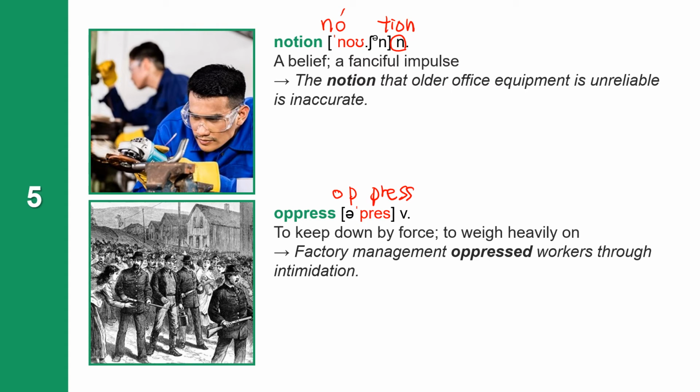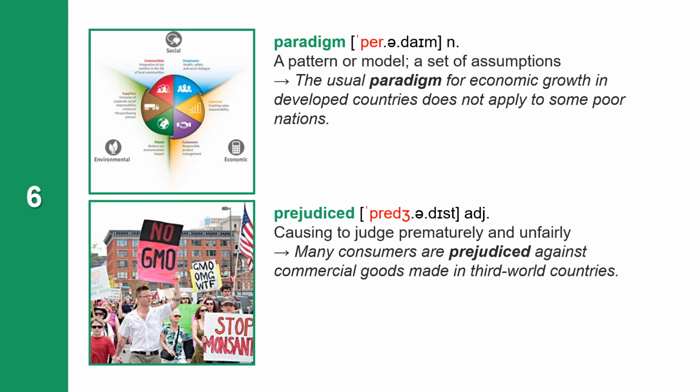Next one, oppress. Oppress has two syllables, O-P-P-R-E-S-S. And an accent on the second syllable, you can eliminate first P. Oppress. Oppress is a verb. It means to keep down by force, to weigh heavily on. Factory management oppressed workers through intimidation. Oppress.